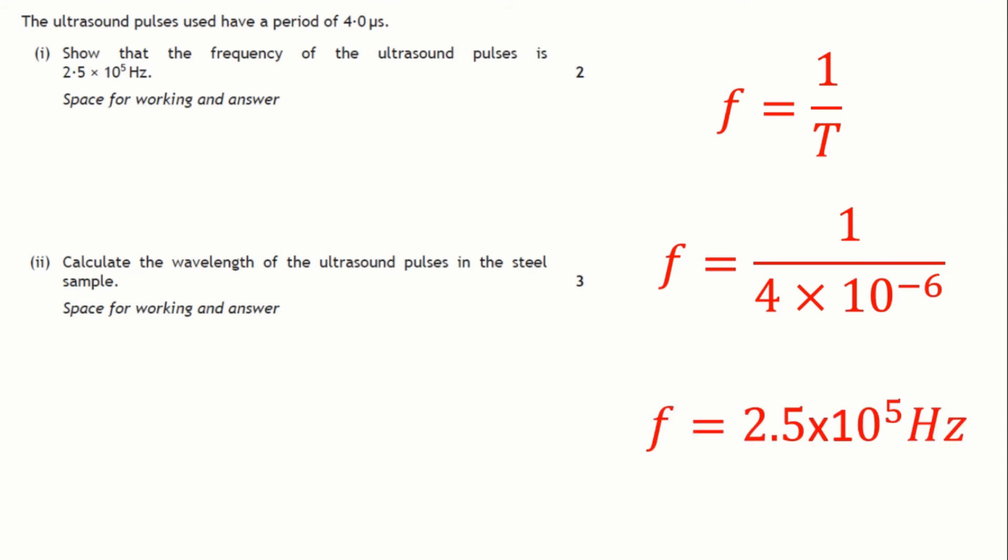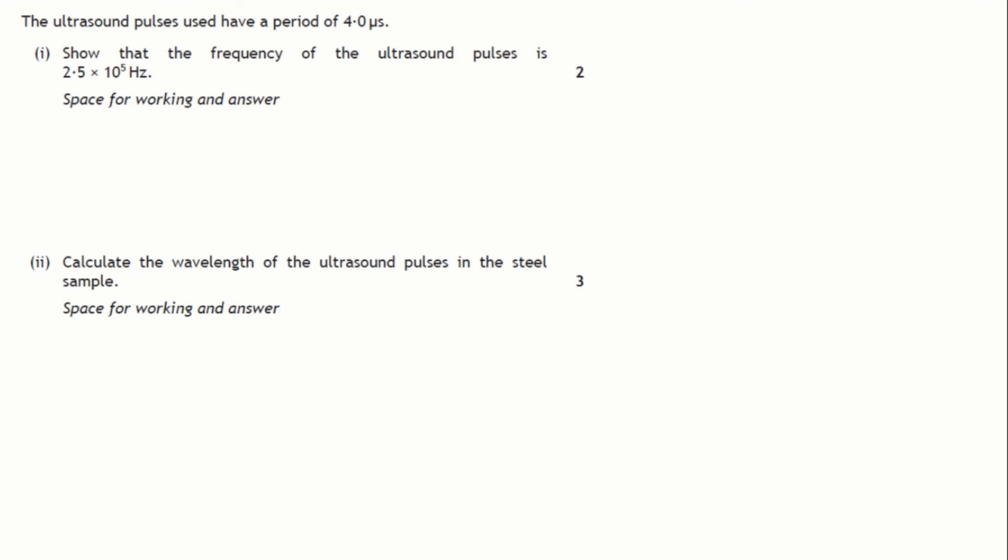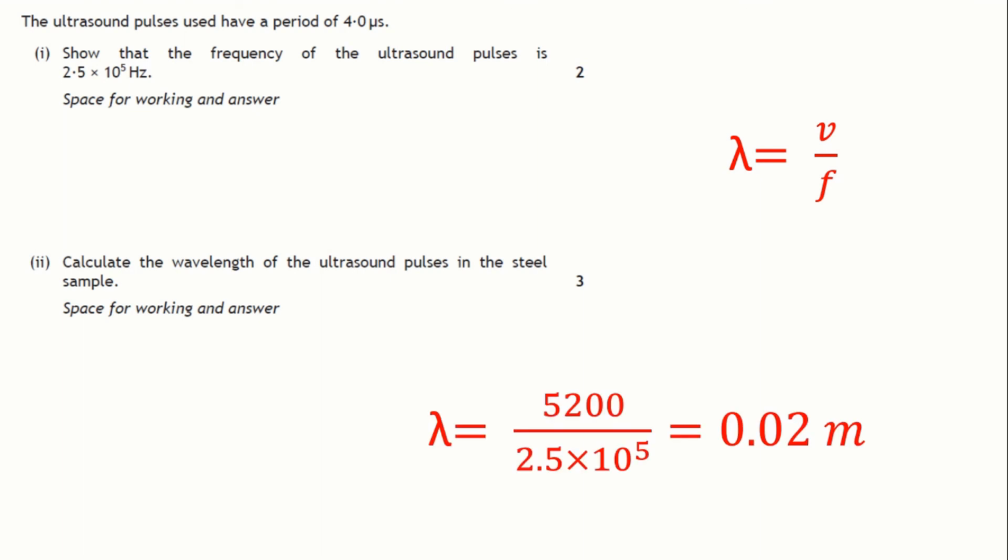For the second question, calculate the wavelength of the ultrasound pulses in the steel sample. We're going to use lambda equals v over f, the speed divided by the frequency. Remember from the beginning of the question, the speed was 5,200 metres per second. We've also just calculated the frequency to be 2.5 times 10 to the 5 Hz. Dividing the 5,200 by the frequency will give us a wavelength of 0.02 metres.